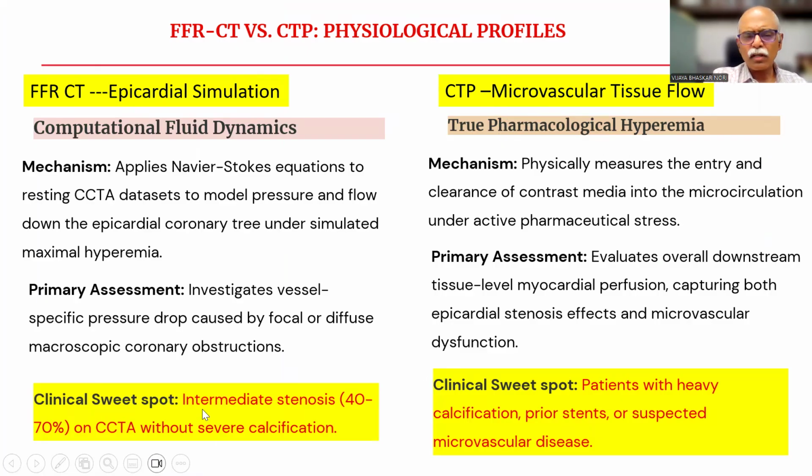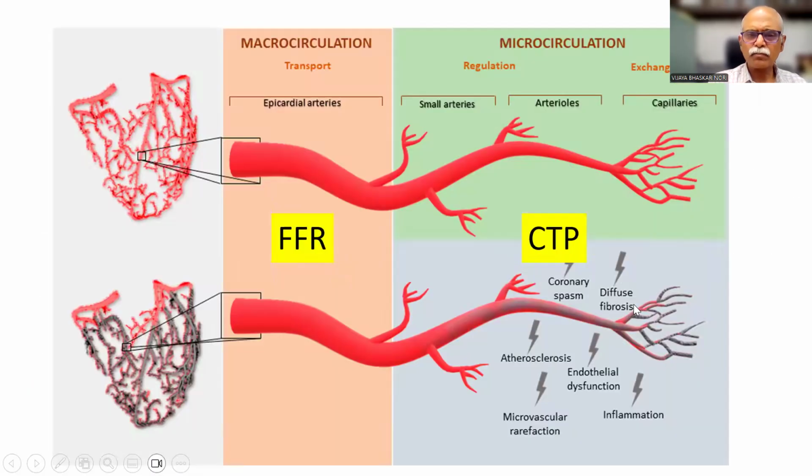The clinical sweet spot is intermediate stenosis, 40 to 70% stenosis on CCTA without severe calcification, where CTFFR is very useful. Whereas with heavy calcification, intermediate stenosis, stents or bypass, you have to do a myocardial perfusion, because CTFFR can go wrong in heavily calcified vessels with intermediate stenosis. So that is where CT perfusion helps.